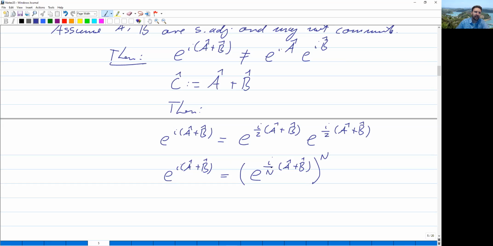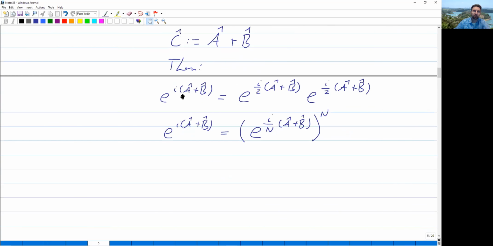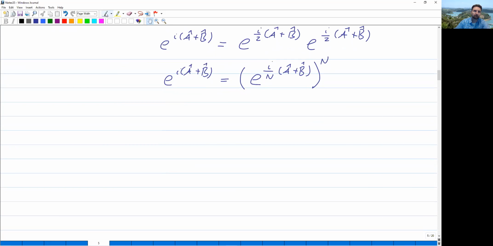But you see, now we can make this number very small because we can make capital N as large as we want. So this gets very small. That's what we are aiming at. You see, when we subdivide, for the purposes of deriving the path integral, the time interval into n portions, we get expressions like this. All right, so let's look at this.